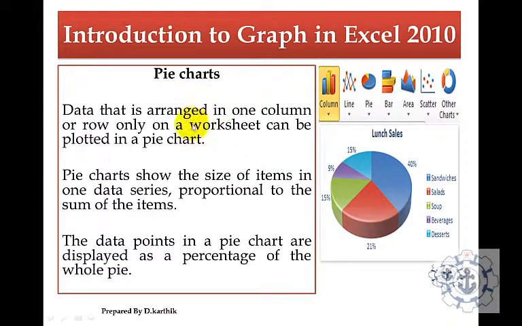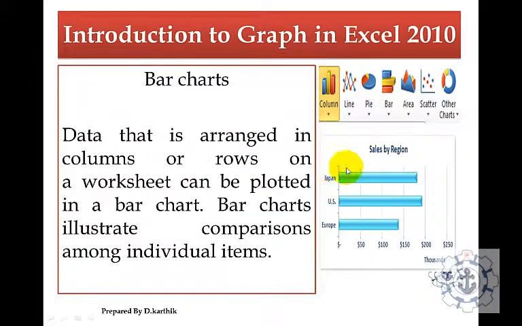Next comes pie chart. The data that is arranged in one column or row only on a worksheet can be plotted in a pie chart. Pie chart shows the size of the items in one data series proportional to the sum of the items. What does it show? It shows the size of the items of one data series proportional to the sum of the items. The data points in a pie chart are displayed as a percentage of the whole pie. Here you can see an example for pie chart.